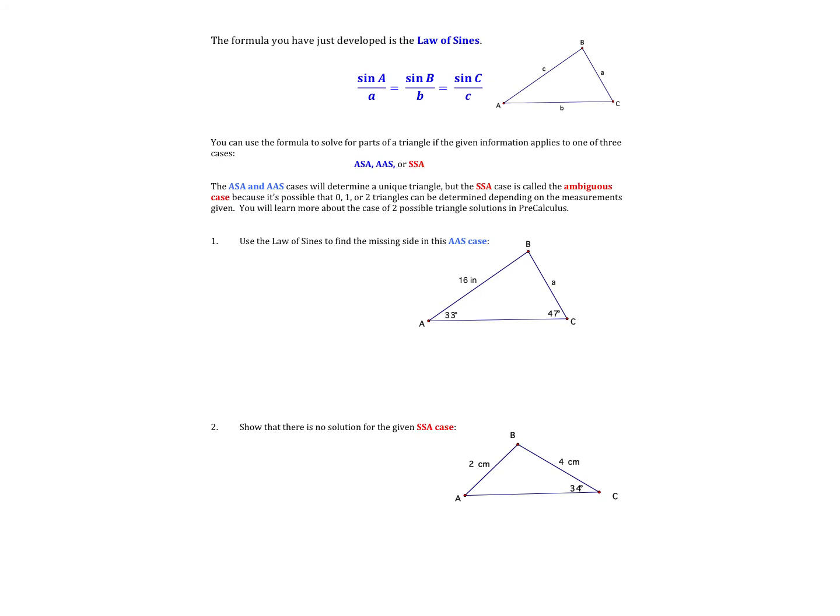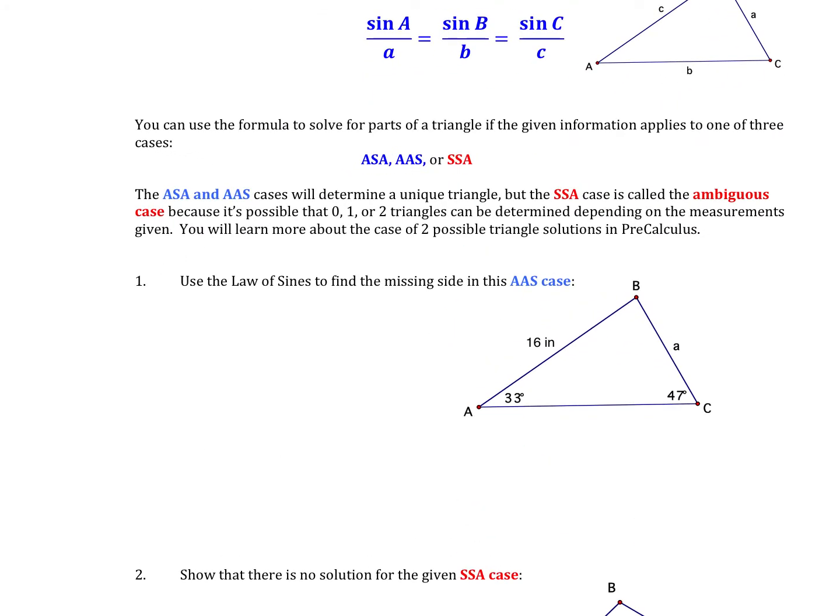We can use this formula to solve for parts of a triangle that are not right triangles if the given information applies to one of the three cases. You either have to have angle, side, angle, angle, angle, side, or side, side, angle.